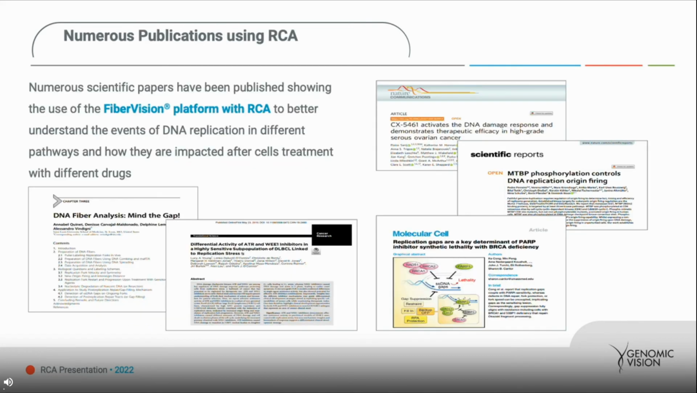There are numerous scientific papers that have been published showing the use of the Fiber Vision platform with RCA to better understand the events of DNA replication in different pathways and how they are impacted after cell treatment with different drugs. Here you can see an example of 5 different papers. DNA fiber analysis, Mind the Gap, was published in 2017. The other ones are more recent, with the two last papers, Scientific Reports and Molecular Cells, published last year.